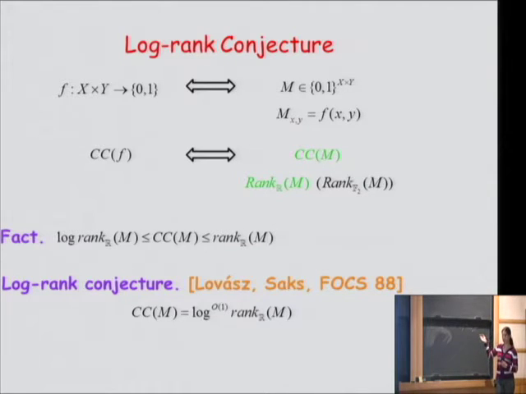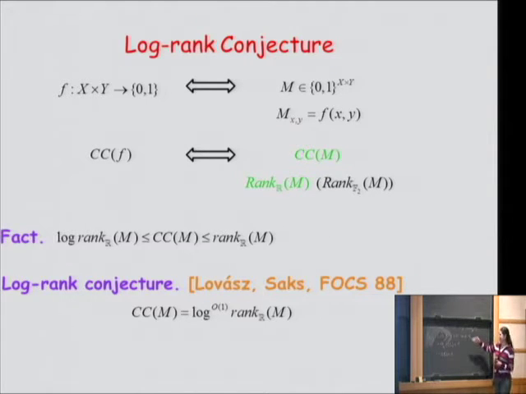In general, this conjecture is not true over finite fields. For example, over F2, one can take the inner product function, which on a pair of inputs of length n is defined as the inner product of x and y, modulo 2. It is not difficult to see that the rank of the matrix associated with this function over F2 is n. On the other hand, one can show that the communication complexity of this function is also n. So the gap between the communication complexity of this function and the log of its rank over F2 is exponential. Okay?